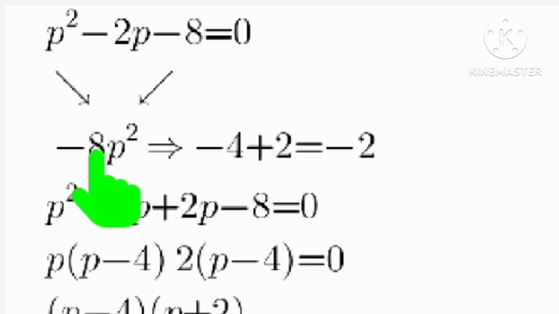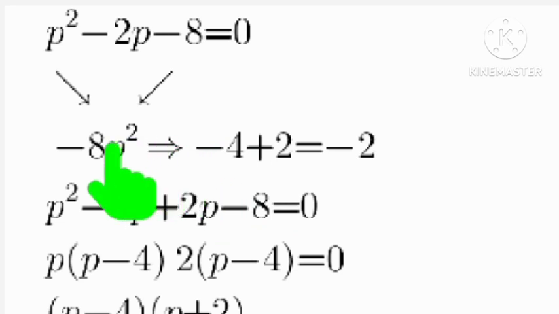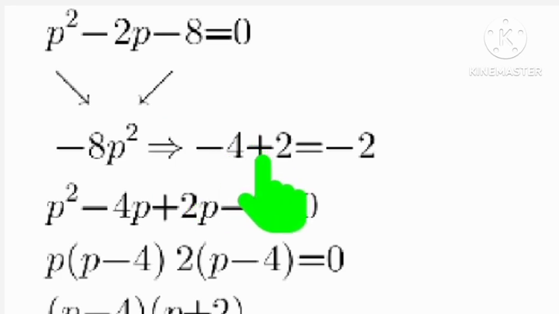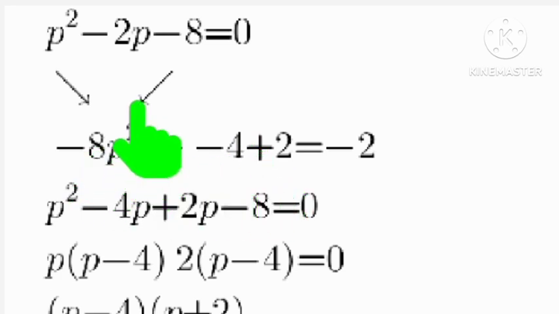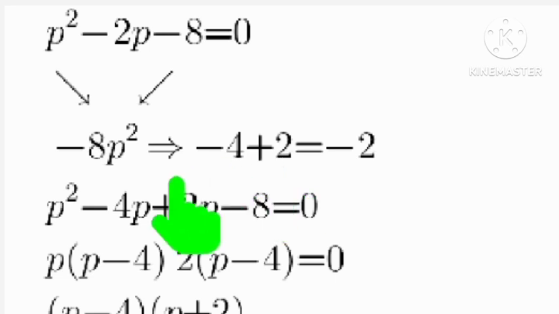In order to make them factors of negative 8p squared, we're going to multiply them by p. So we have negative 4p plus 2p, because we're multiplying each of them by p. So that will make them factors of negative 8p squared. So what are we going to have? We're going to simply replace negative 2p with the factors of negative 8p squared, which is negative 4p plus 2p.